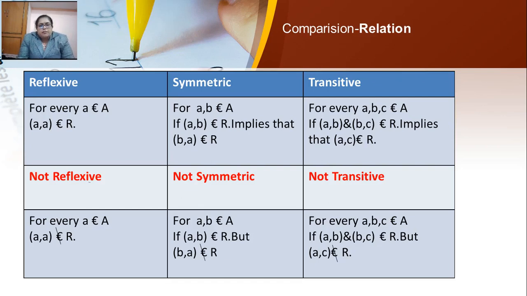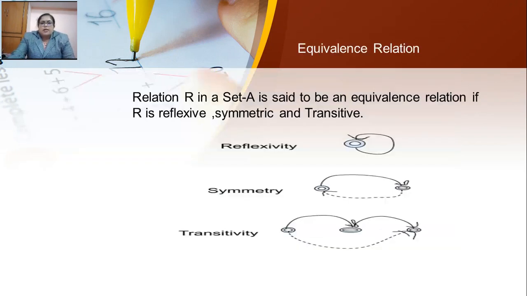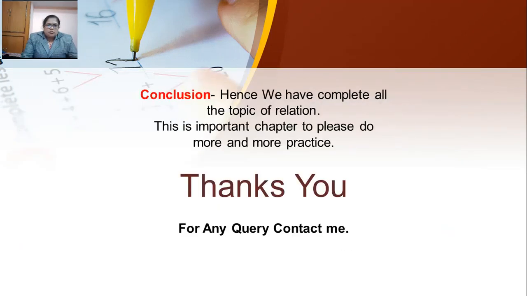Now transitivity: for every a, b, c an element of set A, if (a,b) and (b,c) belong to this relation, it implies that (a,c) belongs to R. Not transitive: for a, b, c belonging to A, if (a,b) and (b,c) belong to R but (a,c) does not belong to R. Now equivalence relation. A relation R in a set A is said to be an equivalence relation if R is reflexive, symmetric and transitive. Hence we have completed all the topics of relation. This is an important chapter, so please do more and more practice.